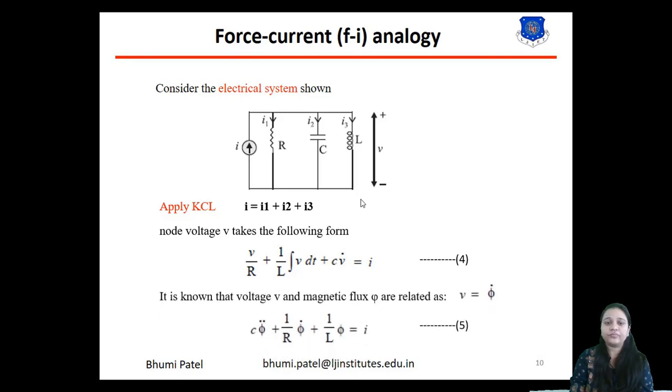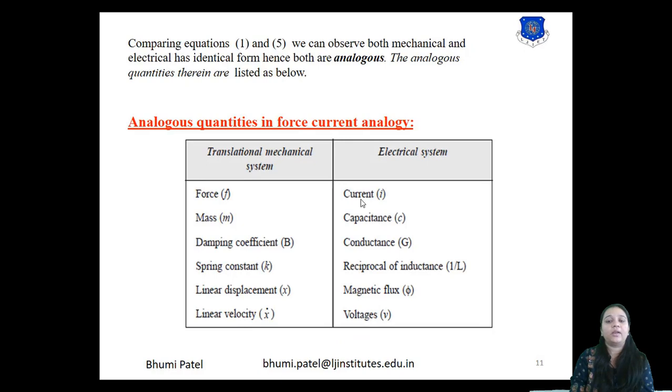It is known that the voltage and the magnetic flux phi are related as V is equal to phi dot. So the equation will become C phi double dot plus 1 by R phi dot plus 1 by L phi is equal to I, equation number 5. Comparing equation number 1 for the mechanical system and equation number 5 for the electrical system, we can observe that both mechanical and electrical have identical form, hence they are analogous. The analogy quantities are listed as below. So this is the analogy for the force current analogy.